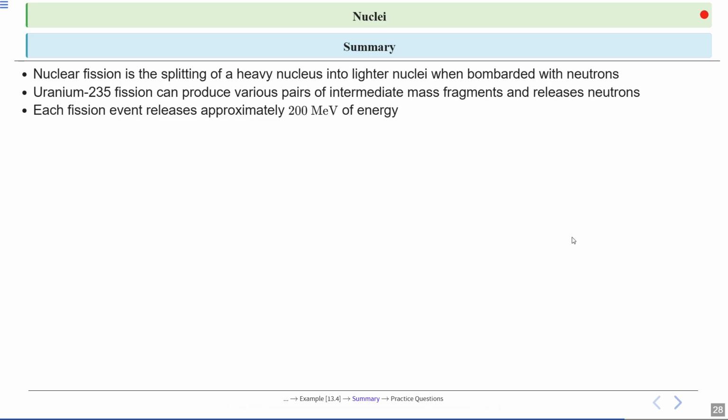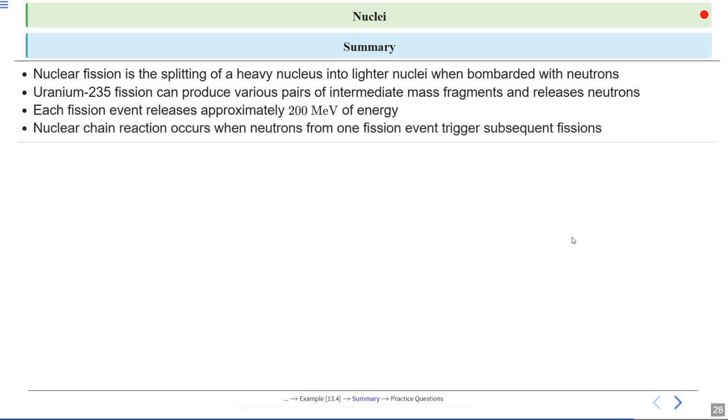Each time a fission event happens, about 200 million electron volts, or 200 mega electron volts, of energy is released. To put this in perspective, 1 electron volt is a tiny amount of energy, so 200 mega electron volts is a huge amount for a single atom. The nuclear chain reaction happens because the neutrons released from one fission event go on to trigger more fission events in other nuclei. If this process keeps going, it can lead to a rapid self-sustaining reaction.